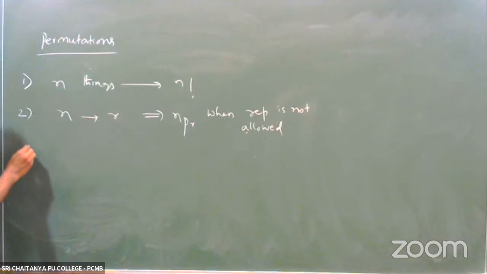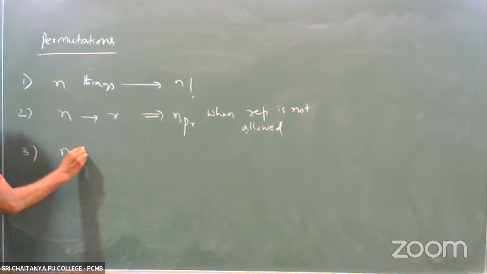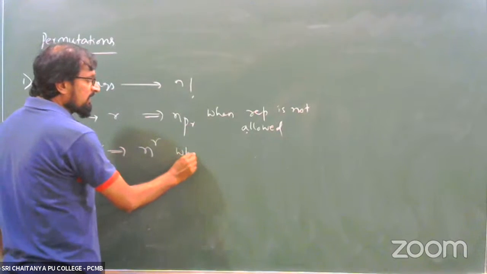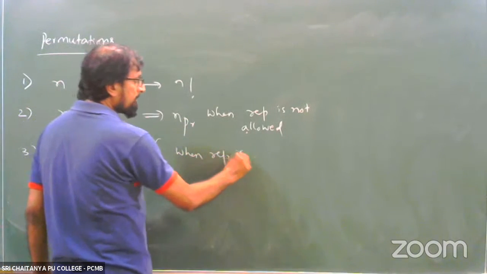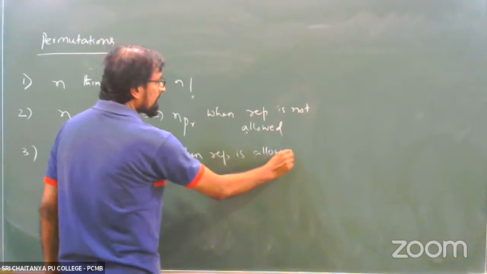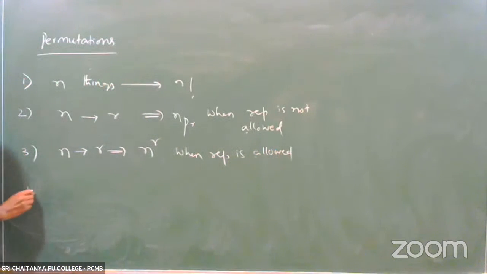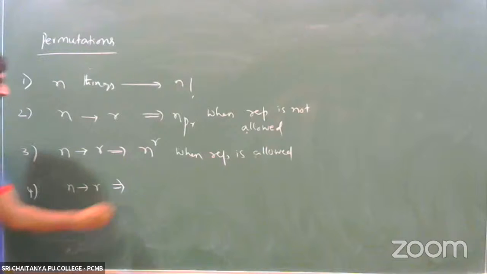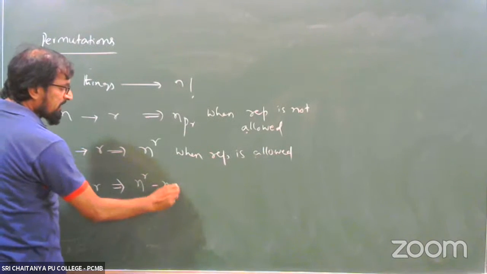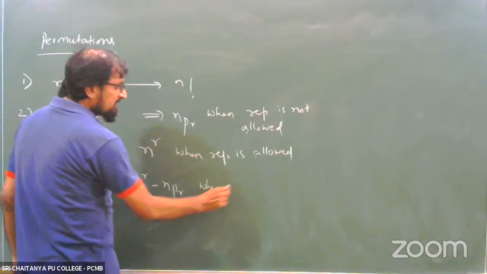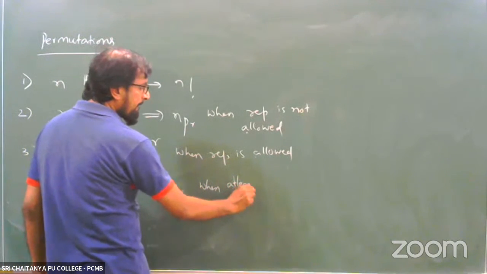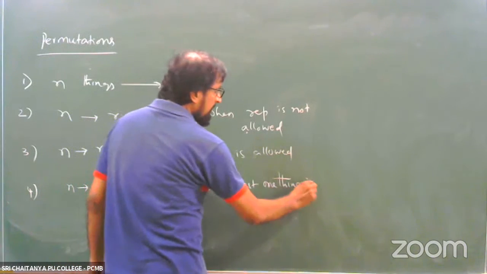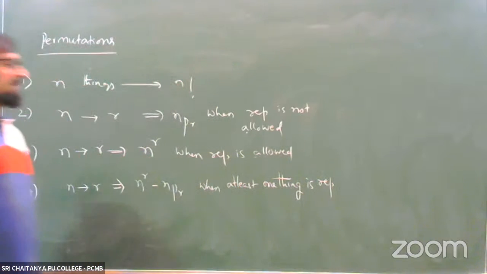Now, among n things, r things are taken and arranged in n to the power of r ways when repetition is allowed. Among n things, r things are taken and arranged in n to the power of r minus nPr ways when at least one thing is repeated.